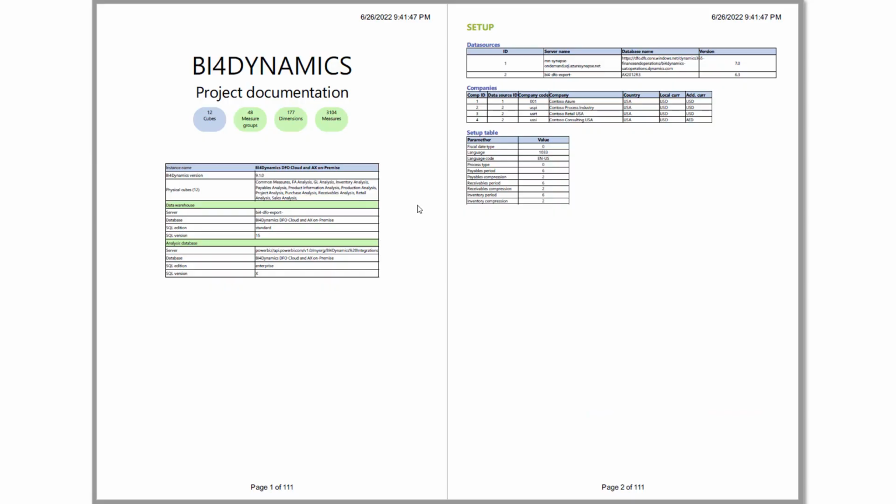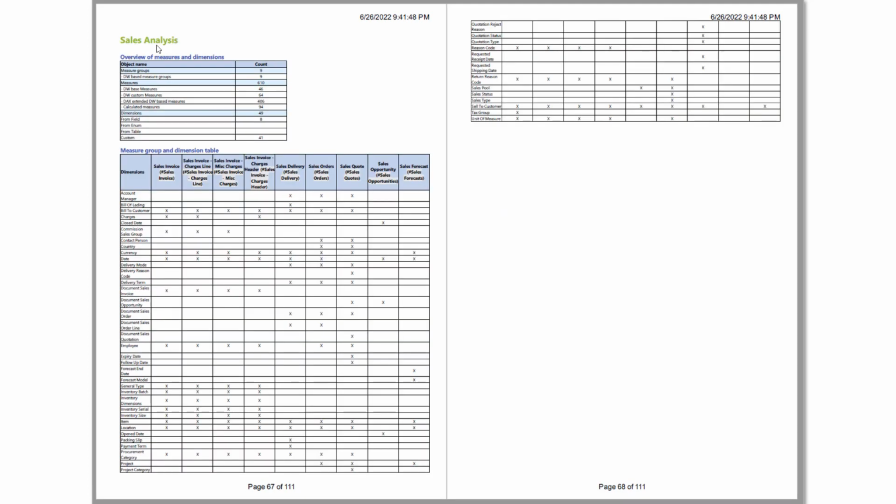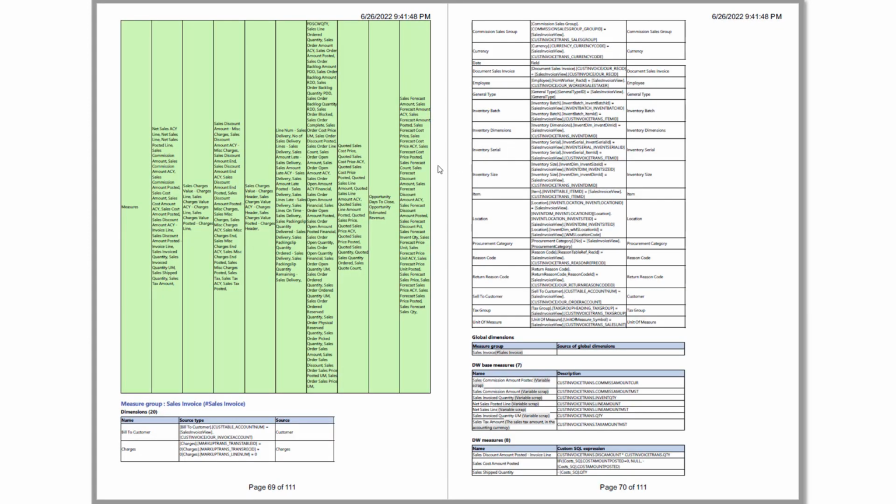At every point, it's really nice to have the documentation, and BI4Dynamics will create the documentation for you with just one click. So you can see this is 100 pages. We can see what is the source and the settings, and for example, sales analysis. It gives you the information about the structures of the object, measure group, dimensions, how this is built, and going to the details about all the definitions of either measures, dimensions, T-SQL, DAX, anything. It is here.